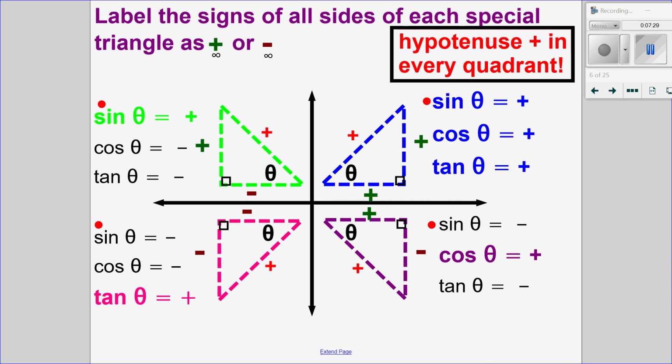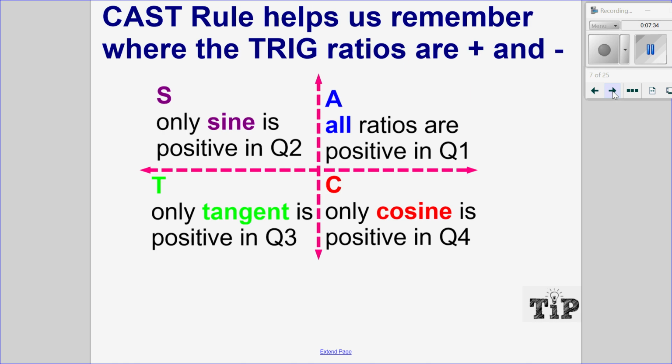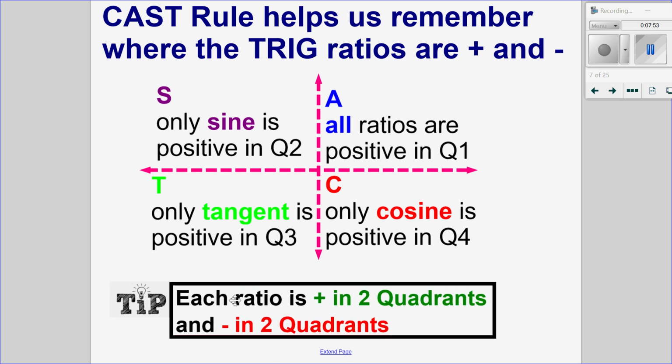So this is the CAST rule that's going to help us when we're doing exact or approximate values of any trig ratio. So the CAST rule again tells us when something is positive in that quadrant. So C stands for cosine, only positive there. A stands for all, S stands for sine, and T stands for tangent. Remember that in every quadrant, the ratio is positive in 2 places and negative in 2 places. So each quadrant has 2 positive ratios and 2 negative ratios, with the exception of quadrant number 1.